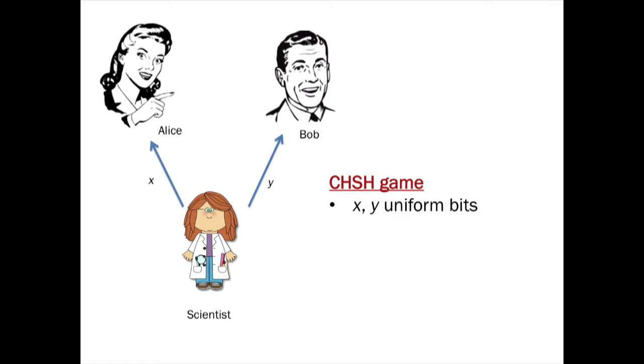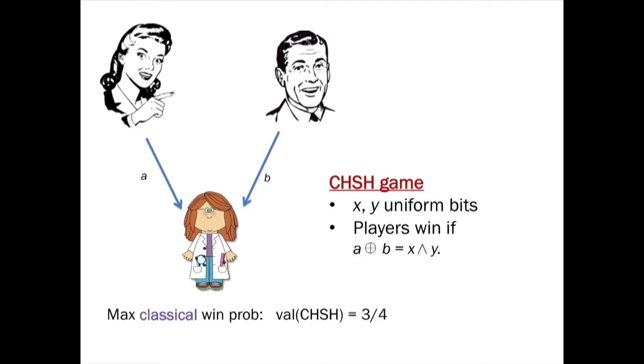Okay? And what these players are supposed to do is that they come up with bits A and B, and they send these bits back to the scientist. And the scientist checks if the XOR of these two answer bits, A and B, is equal to the AND of x and y. Okay? And if that's the case, we say that the players win. And so you might ask, well, what is the maximum probability that the players win in this game? So if the players are classical, meaning that how they generate these bits is using some deterministic strategy or some strategy that might use shared randomness, their maximum winning probability is 3/4 or 75%.